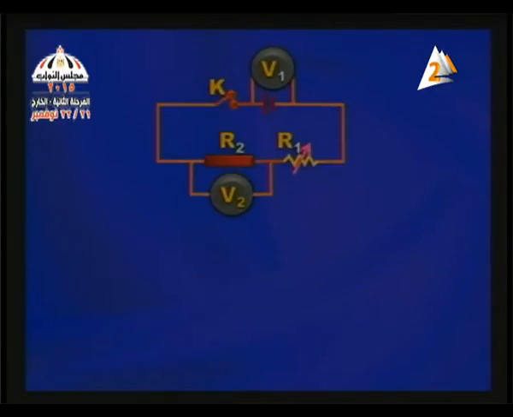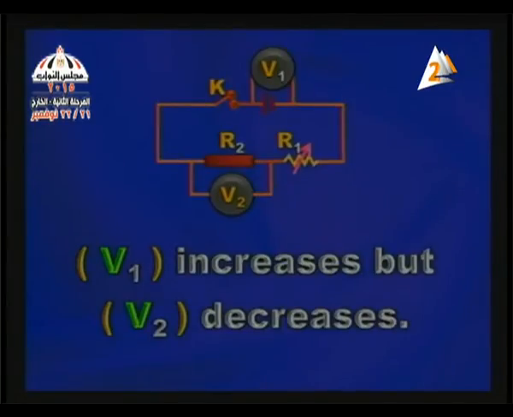So once again, V1 increases, but V2 decreases. Let me say it again. When R1 increases, R total increases, and current decreases, internal voltage decreases, so external voltage, which is V1, increases. V2 is obtained by the product of I and R2. R2 is constant, so it depends on the current, which decreased, so V2 decreases.